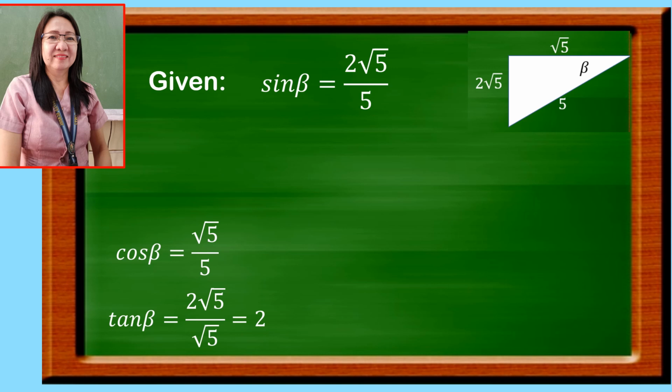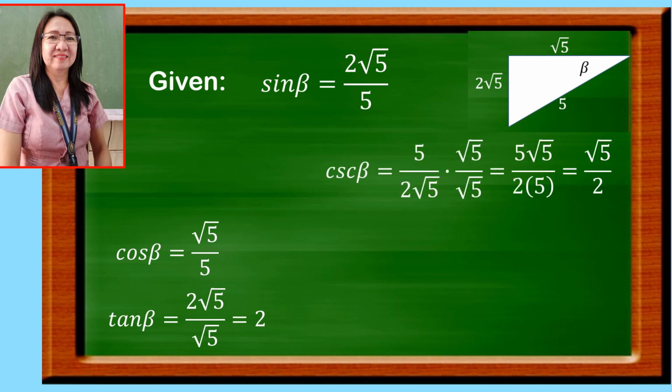Then, for the reciprocal, we have the cosecant beta. So we have hypotenuse, which is 5, over the opposite, which is 2 square root of 5. To rationalize, multiply by square root of 5 over square root of 5. Multiplying the numerators, 5 times square root of 5 is 5 square root of 5. Then 2 square root of 5 times square root of 5 is 2 times 5 or 10. But we can cancel 5 over 5 in the numerator and the denominator so that the value of cosecant beta is square root of 5 over 2.